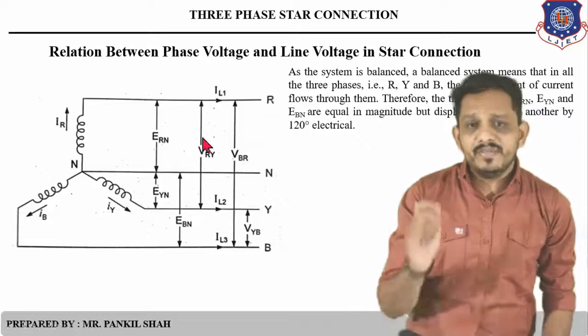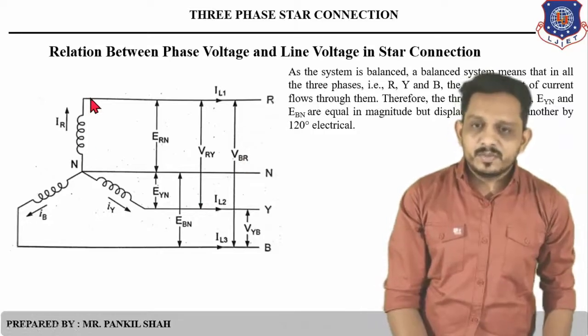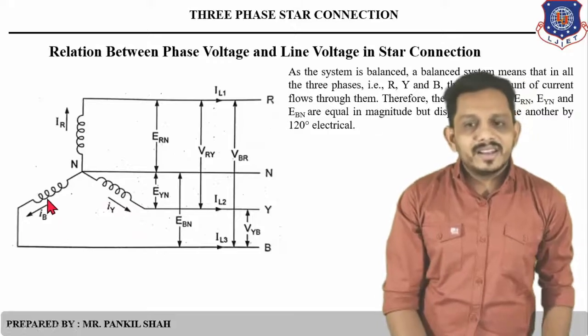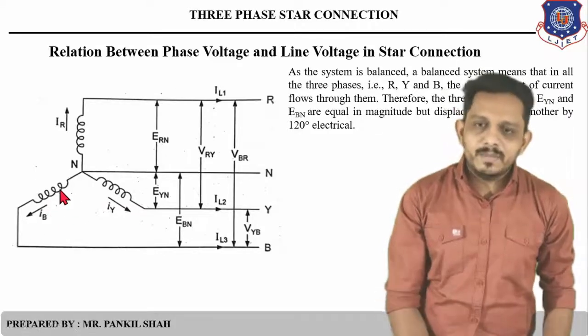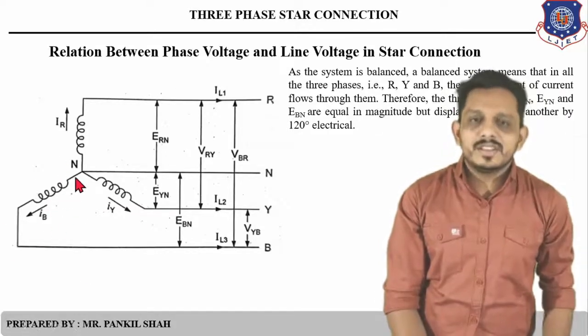Now let's define the phase current. The current flowing through this first coil is IR, the current flowing through this second coil is IY, and the current flowing through this third coil is IB. So these three currents are known as the phase currents.